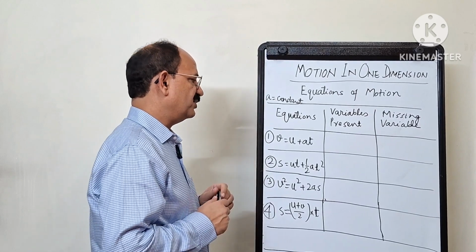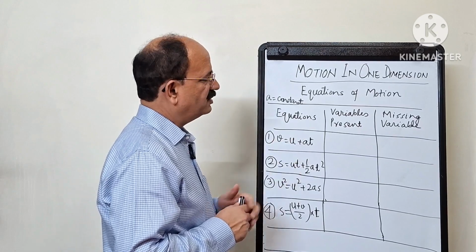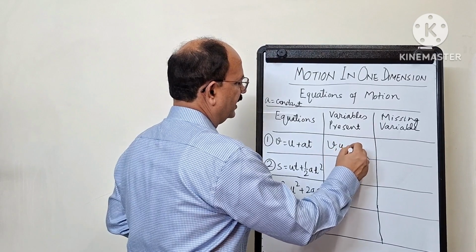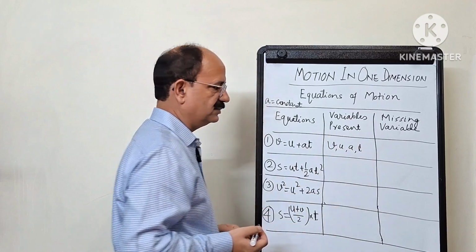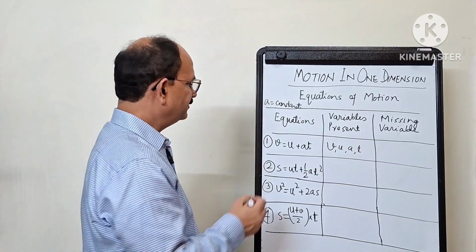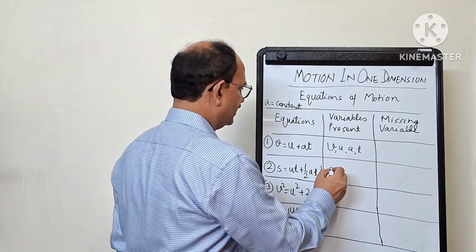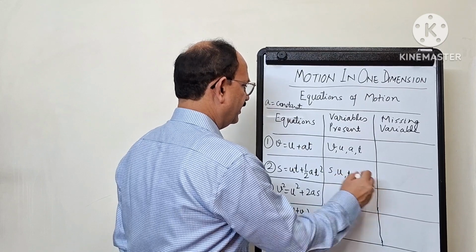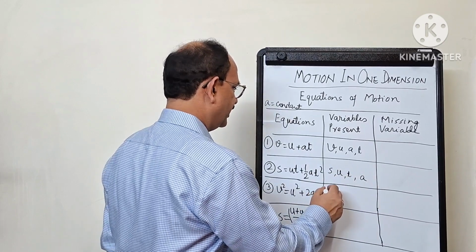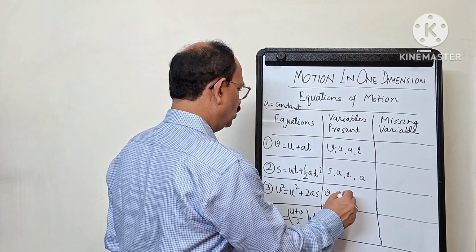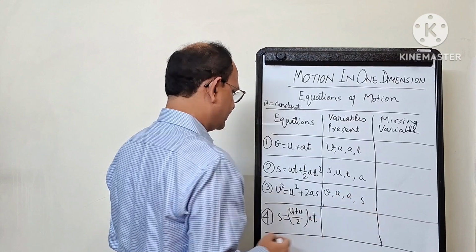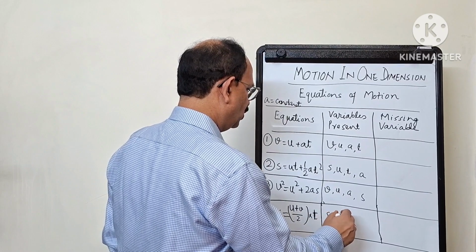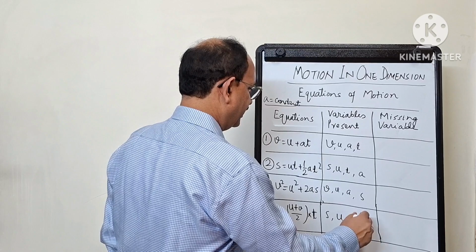Look at the first equation. Which variables does it have? v, u, a and t. Let's look at the second one. Which variables does it have? s, u, t and a. In the third equation, the variables are v, u, a and s. In the fourth equation, the variables are s, u, v and t.